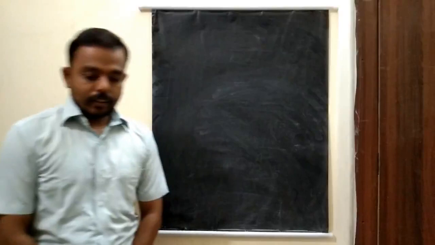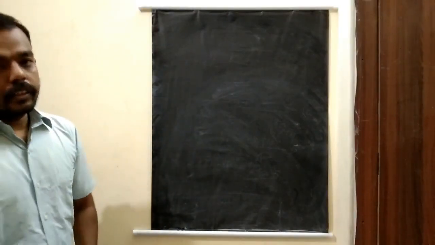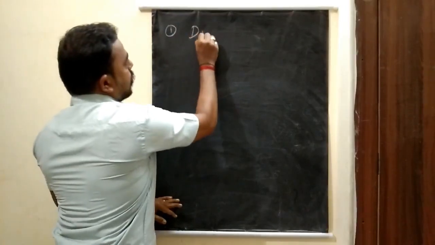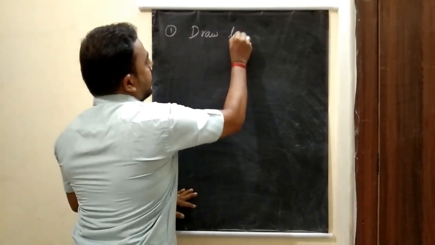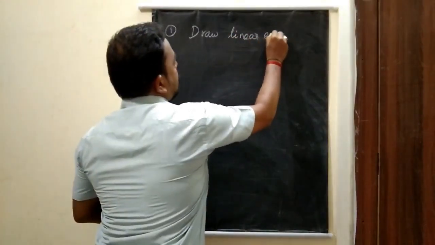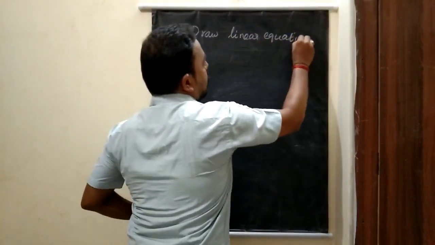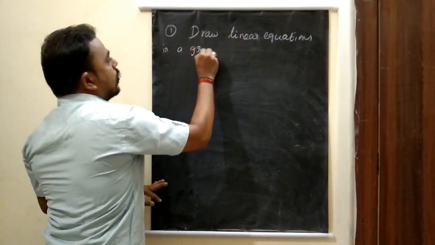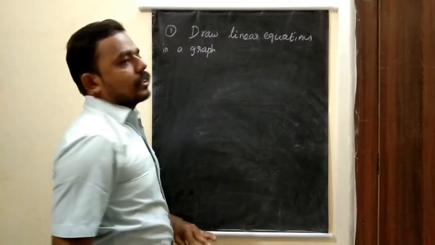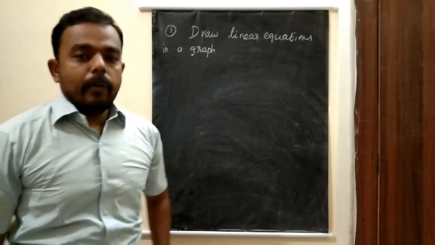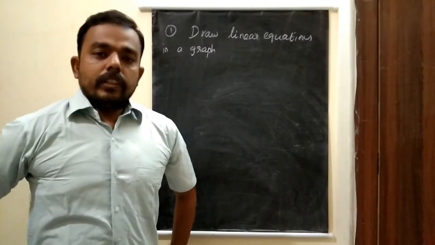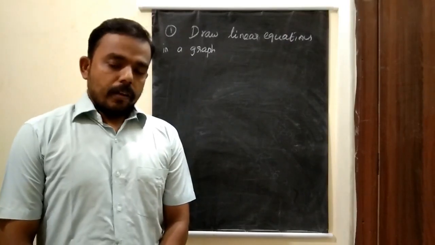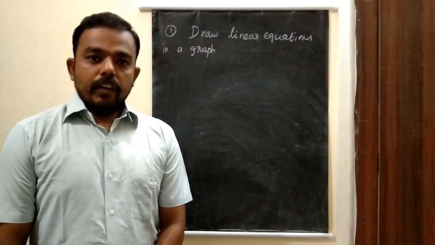Now we are going to discuss linear equations in a graph. For that, the first question is: suppose you draw linear equations in a graph. So the actual question is, suppose you have two equations. Using these equations, we are going to analyze the particular solutions. For that, suppose you have two linear equations.